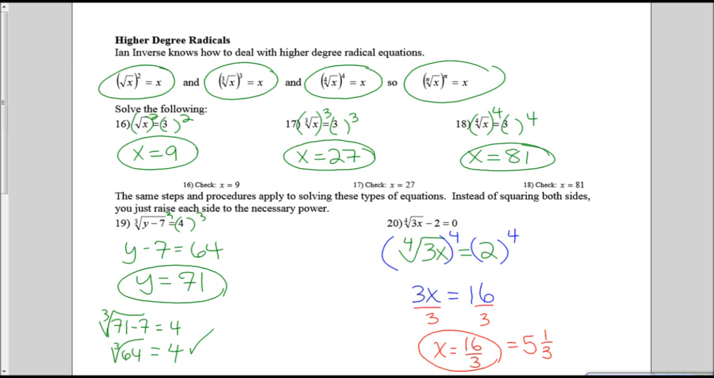If you check, you'd plug back into your original equation, and that's the fourth root of 3 times 16 thirds, minus 2 on the outside. So underneath here, these are going to simplify out. The fourth root of 16 is 2, and 2 minus 2 equals 0, like it said in the original equation, so you can tell that one works. Go ahead and pause the video while you try to do number 21 and number 22. You can check the solutions on the bottom, or you can wait a minute and then check them on the video.